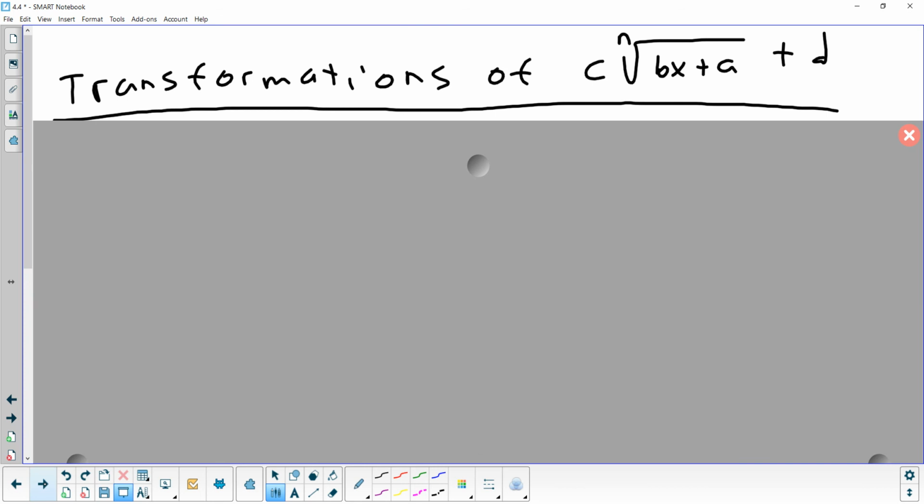So there is how a transformation could look. The A, the B, the C, and the D. Remember, 2 of those letters are going to do shifting, 2 of those letters are going to do stretching. We just have to identify which ones are which. Also, 2 are horizontal and 2 of them are vertical.